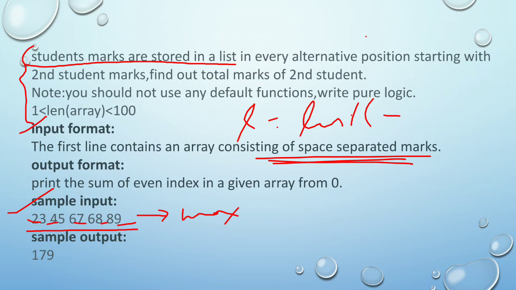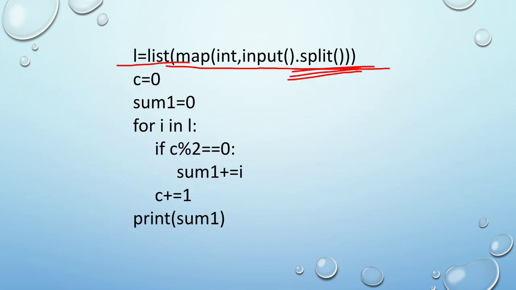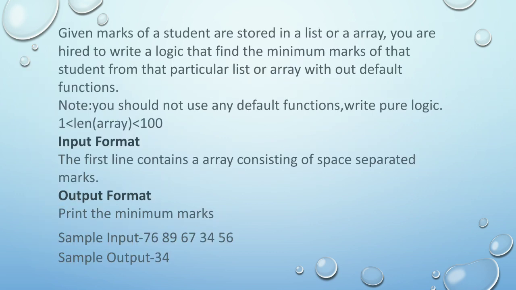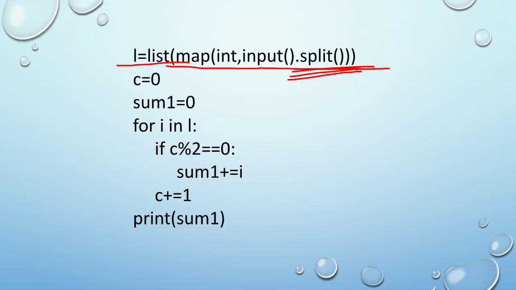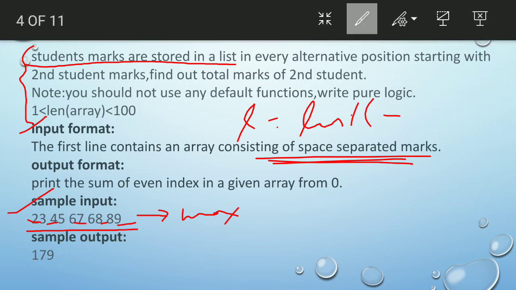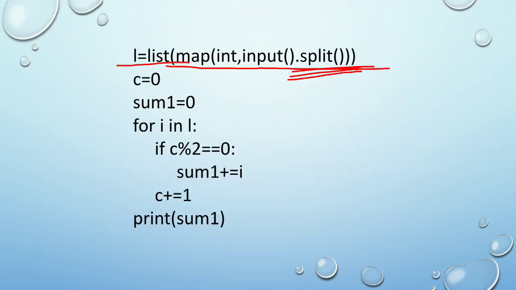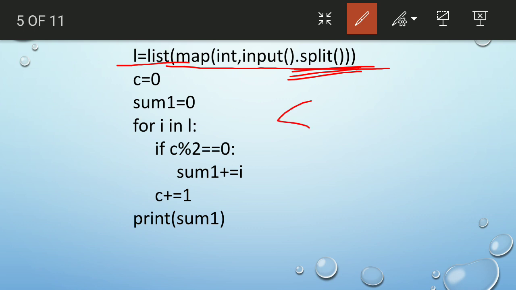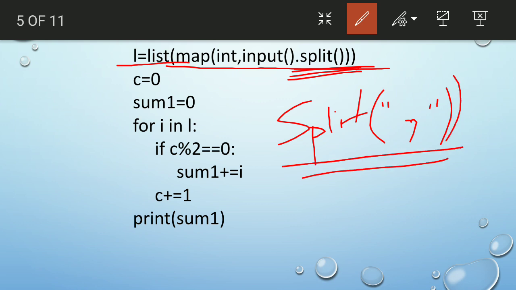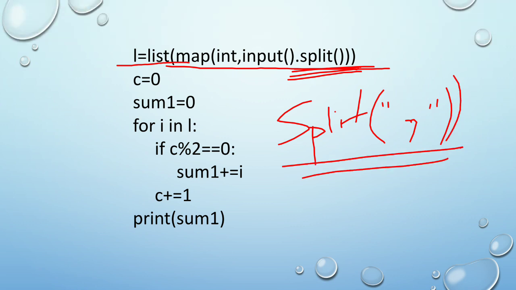If it is said that instead of a space we have to split it with a comma, then how will we write it? In the split function, we will write the comma here. So it will split it with the comma. By default it is split with the space.